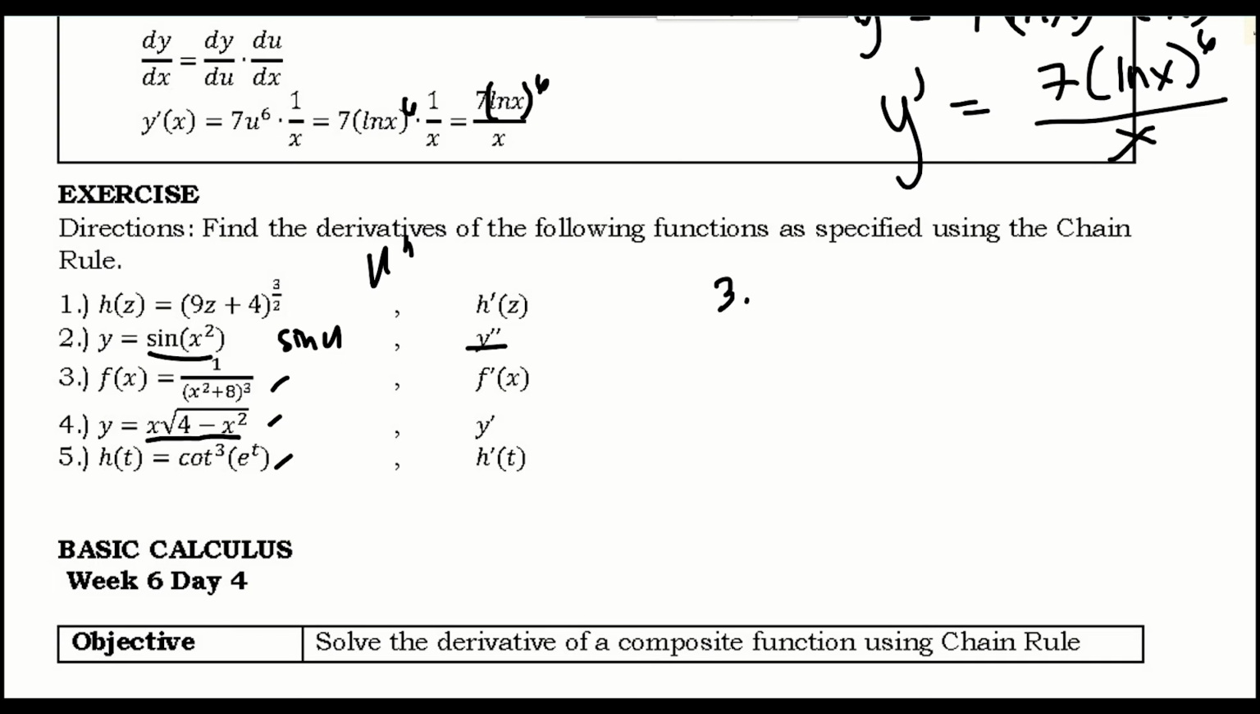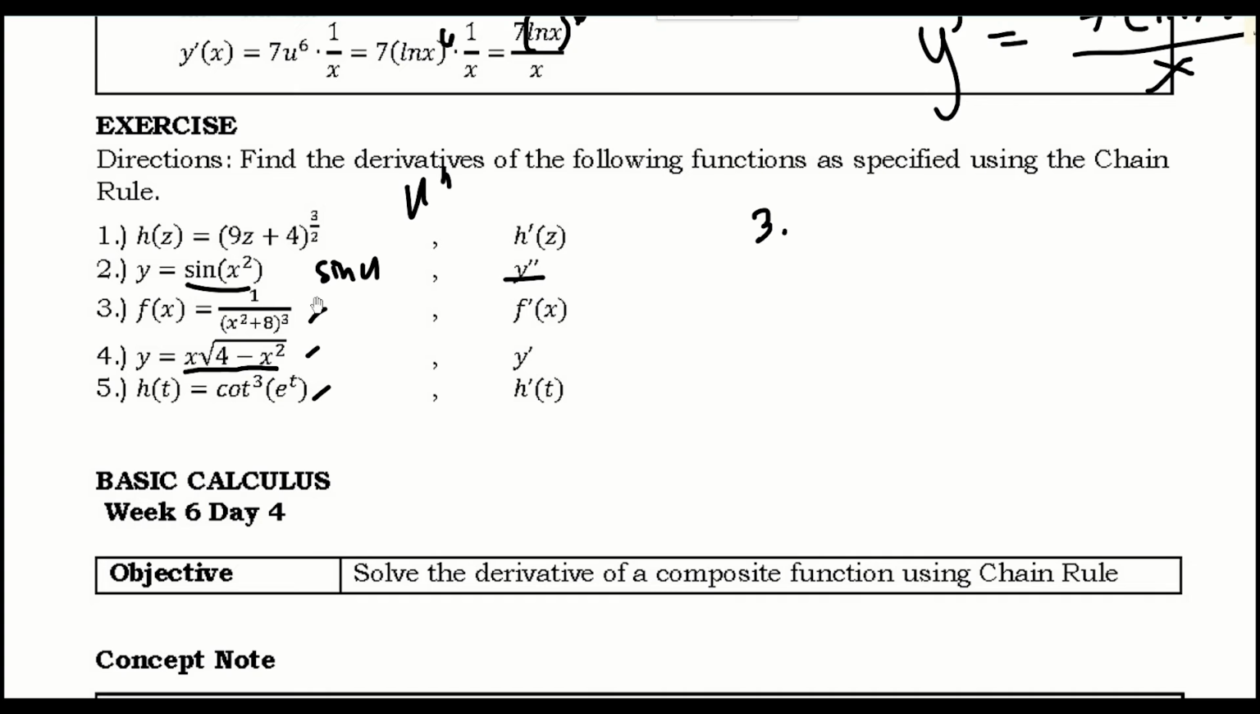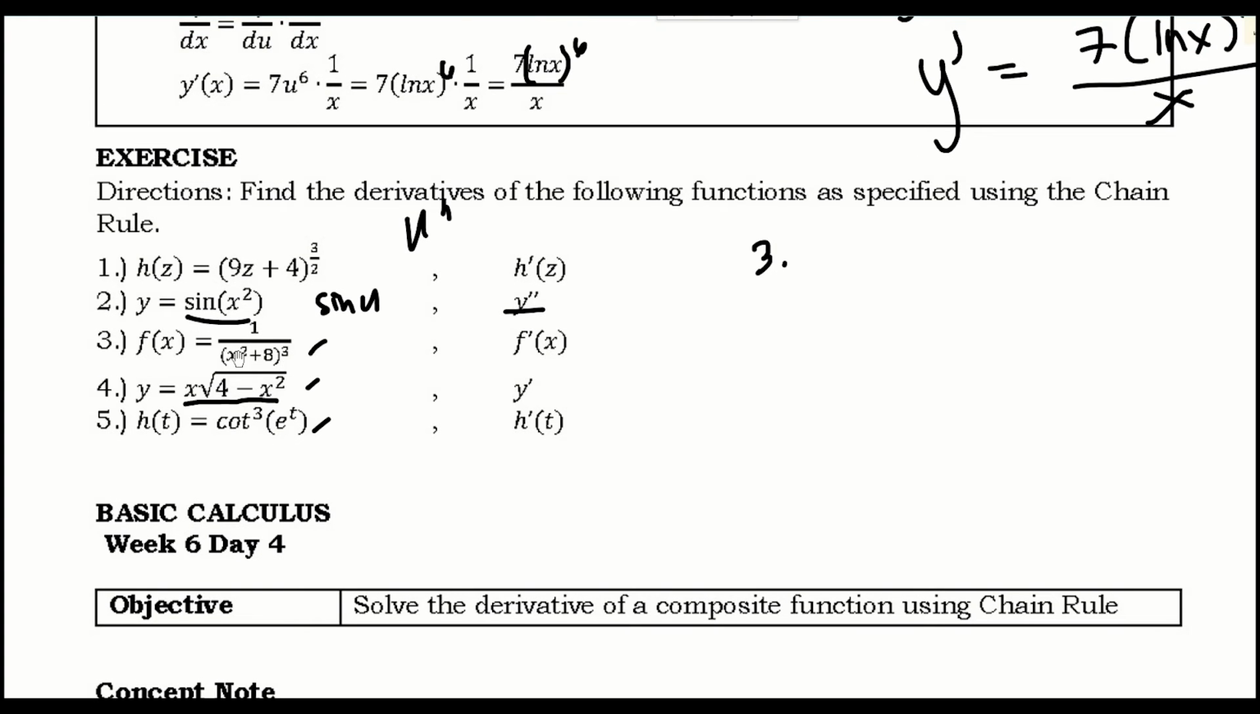We have 26 minutes already passed. So we have 3 examples here. So I will have to pause it to drink water.